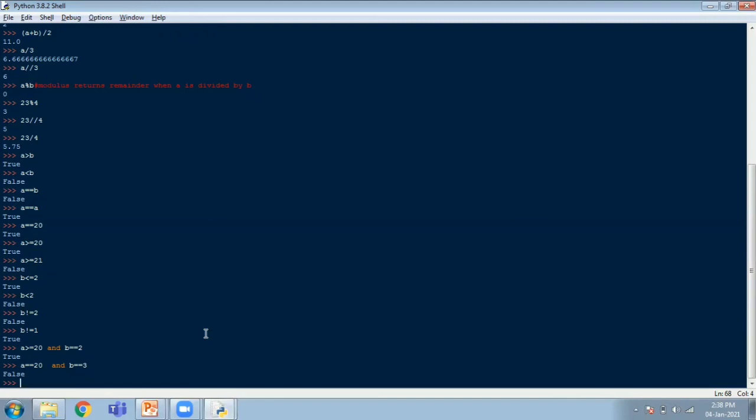Let us check for OR. So A greater than or equal to 20 or B is equal to 2. If any one condition is true, it returns true. So let me check. A is equal to 5 or B is equal to 2. It returns true. You know that this is false because A is 20. So 20 is equal to 5 is false, but B is equal to 2 is true. If one condition is true, it evaluates to true. Right? This is your OR comparison.